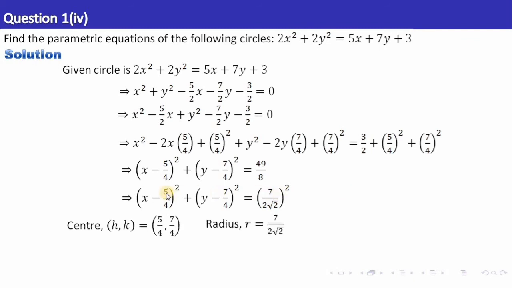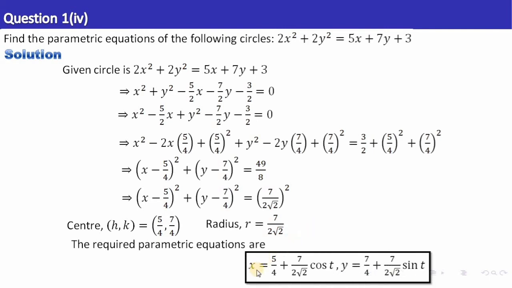So what is the center in this case? Center is h comma k, that is 5 by 4 comma 7 by 4, and radius becomes 7 by 2 root 2. So that's why in this case the parametric equation becomes x equals to h plus r cos t, y equals to k plus r sin t. So pause the video to note down.